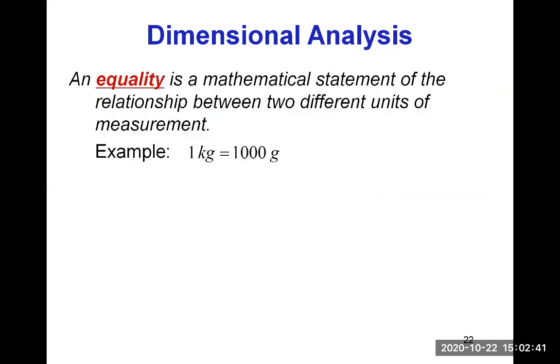So dimensional analysis uses equalities. What is an equality? An equality is a mathematical statement of the relationship between two different units of measurement. And in the international units, you've seen a lot of equalities. For example, 1 kilogram is 1,000 grams, or 1 yard is 3 feet in the English system.